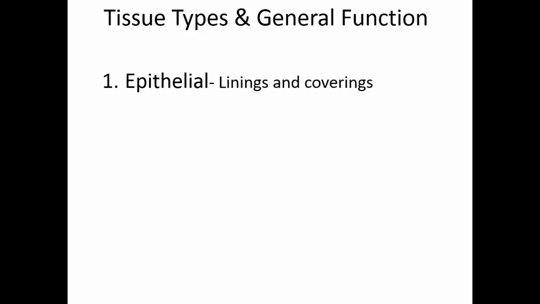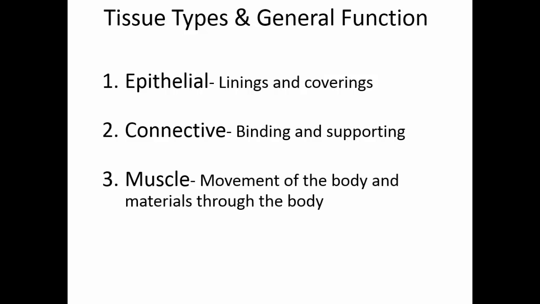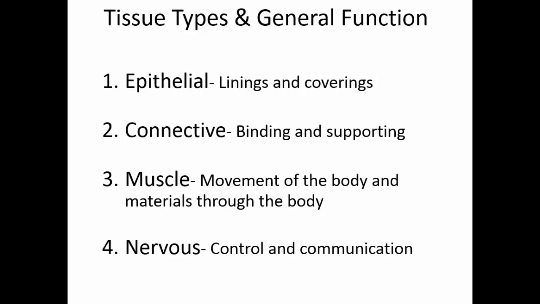Epithelial tissues line things and cover things. Connective tissues are involved in binding and supporting materials in the body. Muscular tissue is involved in movement, either moving the bones of the body or moving materials through the body. And then nervous tissue is the controlling tissue. This is the tissue that communicates with the different parts of the body.